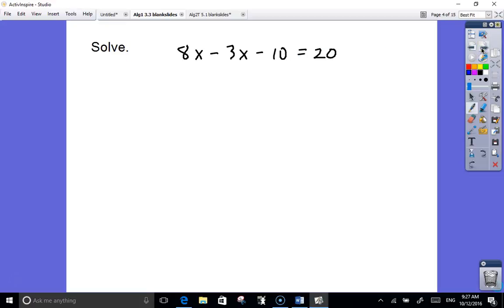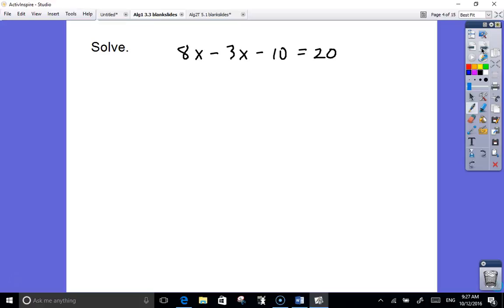So this would be an example of a multi-step equation. What do you think the first step is? Combine like terms, right? Remember, this has got to be like number 1. Always combine like terms on the same side before you start doing operations to both sides, right? Always. And how do you combine 8x minus 3x?